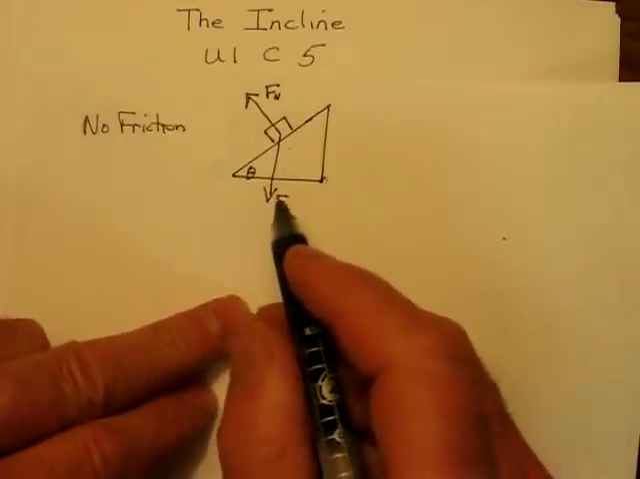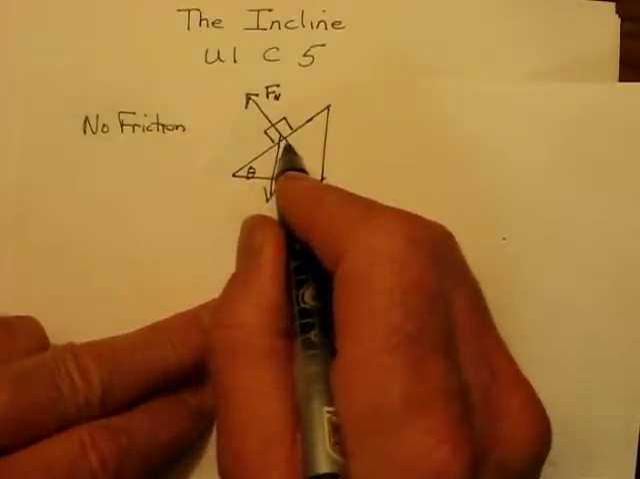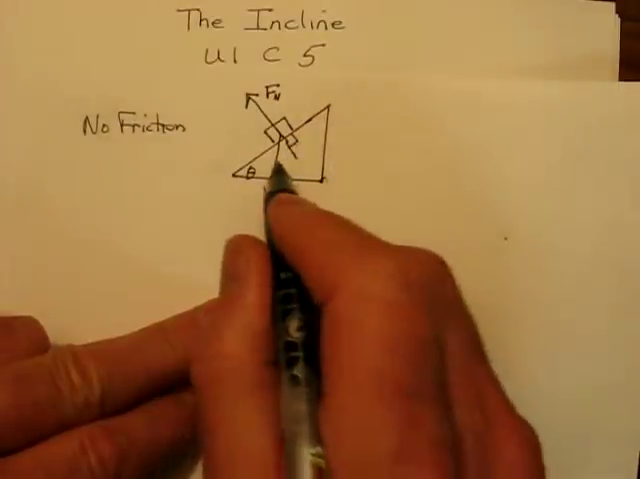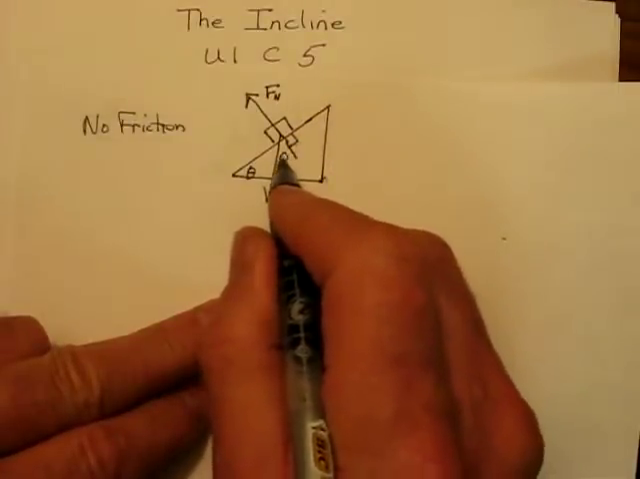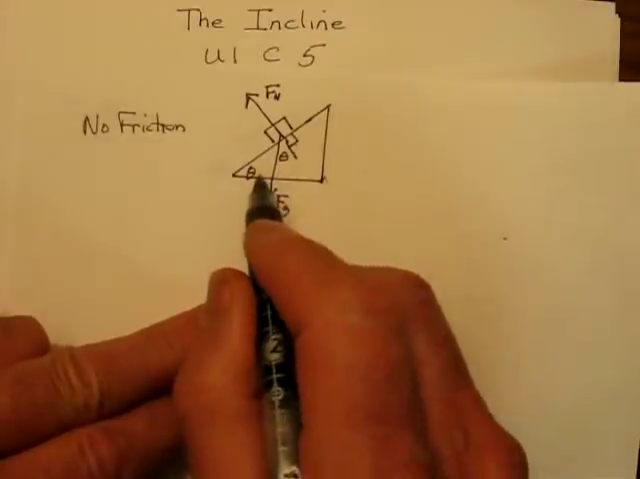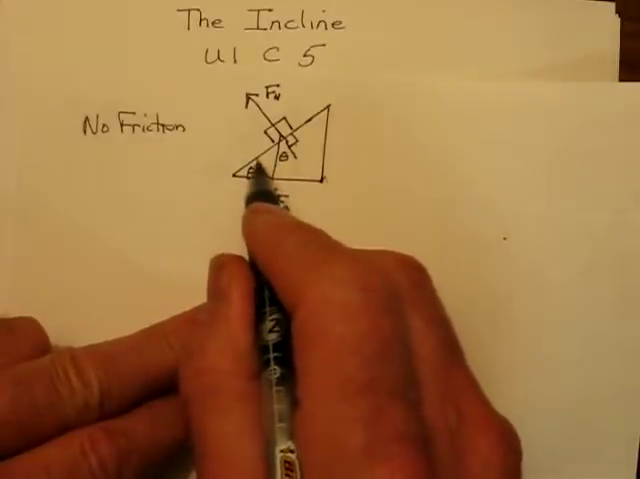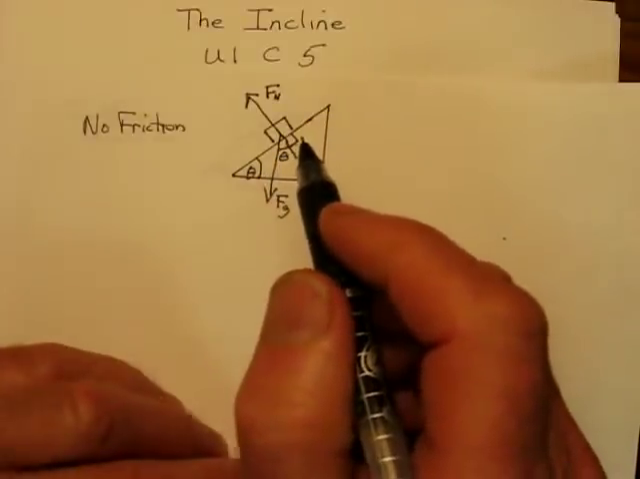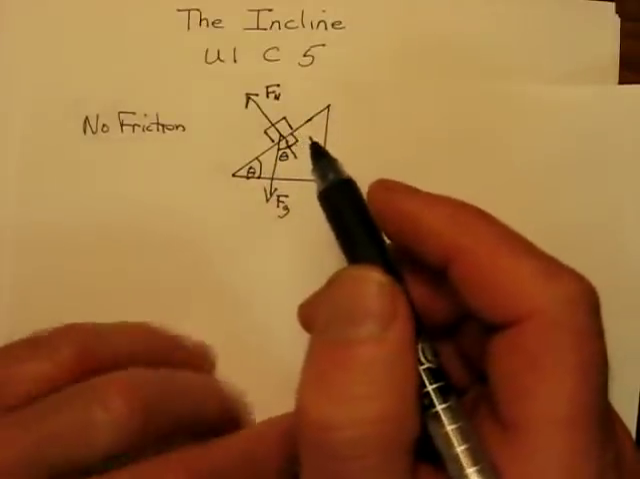It's handy to know that this angle in here, if we draw this straight down at 90 degrees, is also equal to angle theta. Geometry tells us that those two angles, this angle and this angle, are always equal. Something you have to remember for the incline.